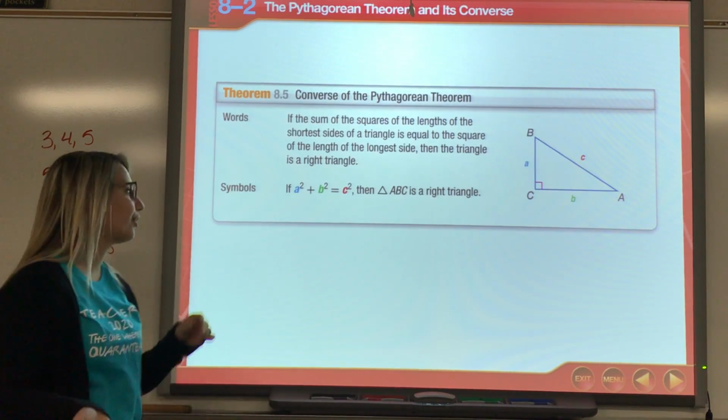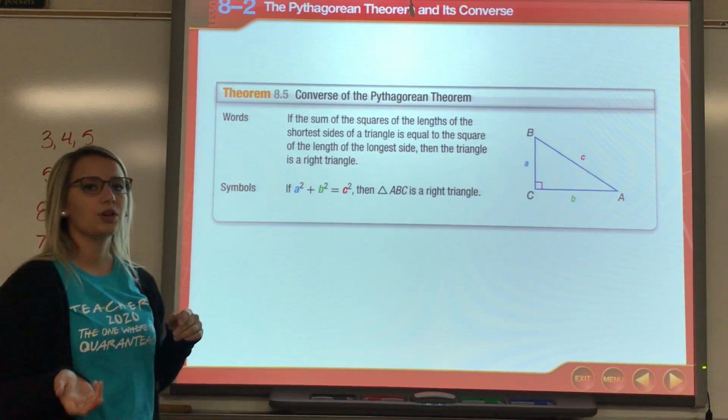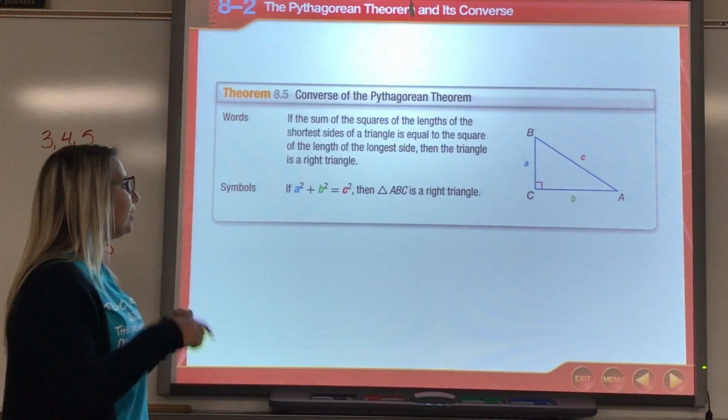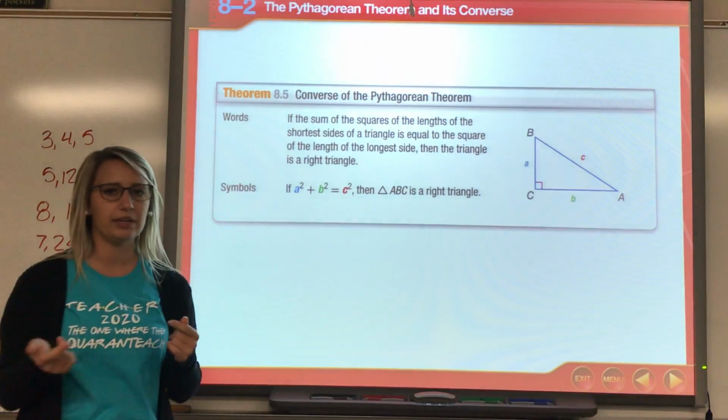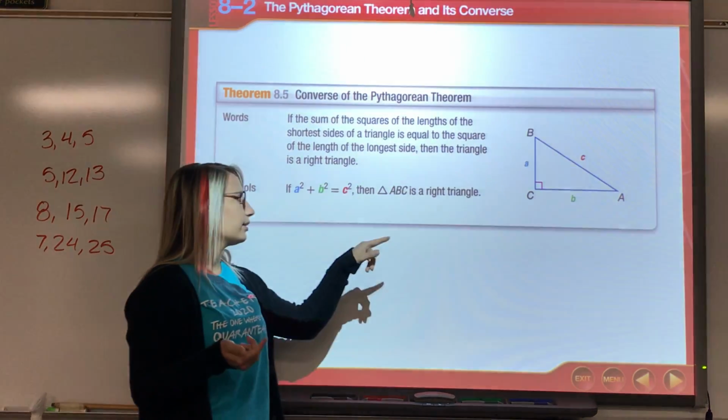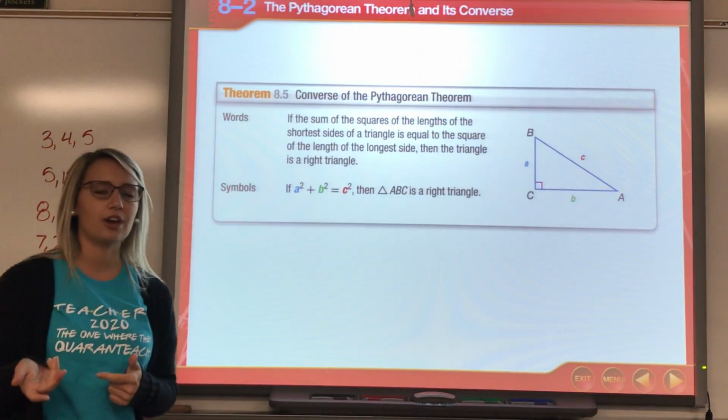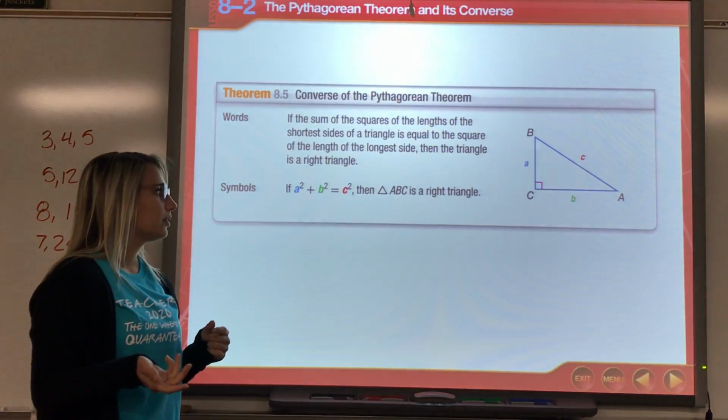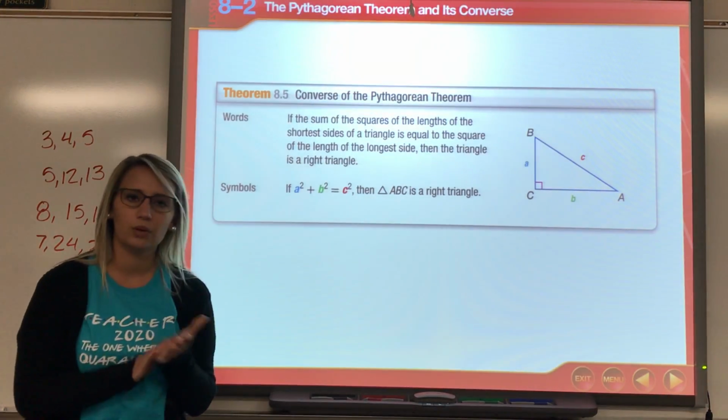Okay, so now here's the converse of the Pythagorean theorem. So now we're saying if a squared plus b squared equals c squared, then triangle ABC is a right triangle. So it's just backwards from what we've always known.